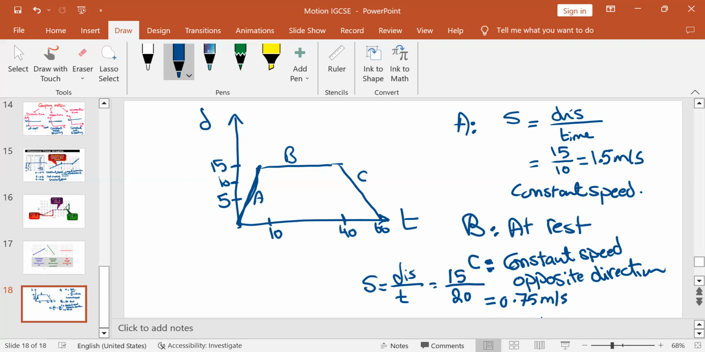So can you compare the speed of section A and section C? In which interval is the body going faster? In section A or in section C? In section A, the body was going faster. And when the body was returning back to the original point, it was slower. Okay?